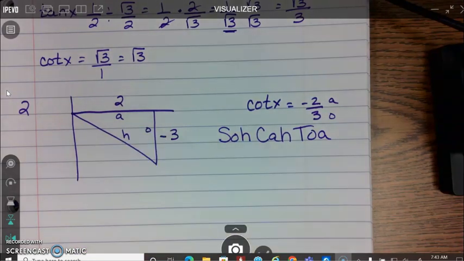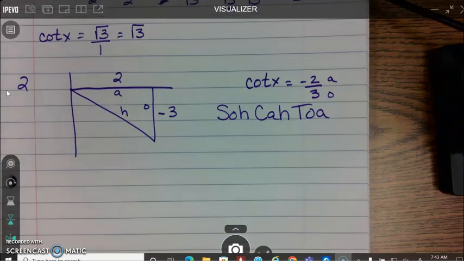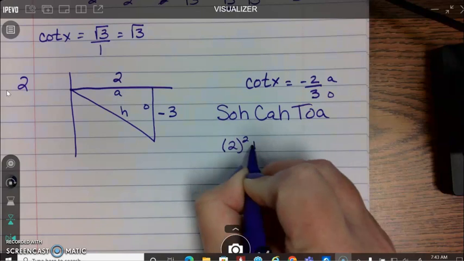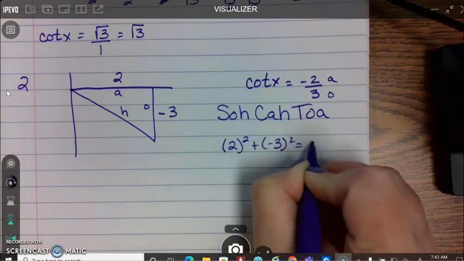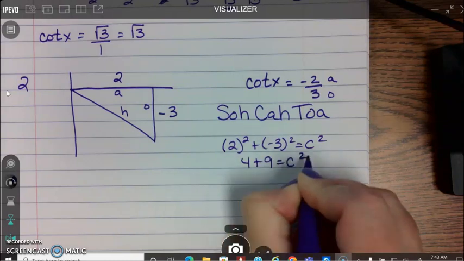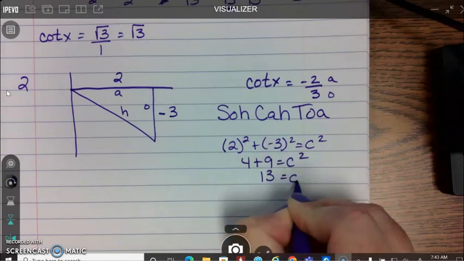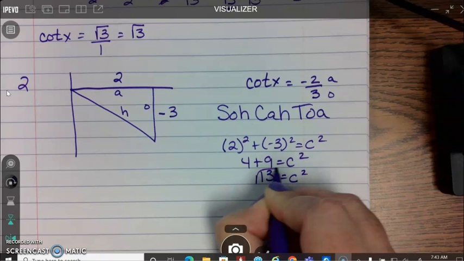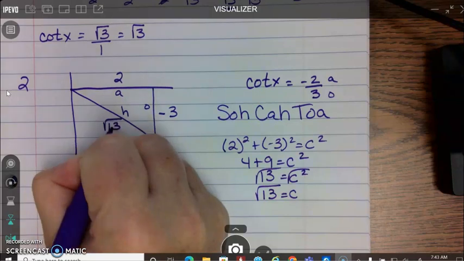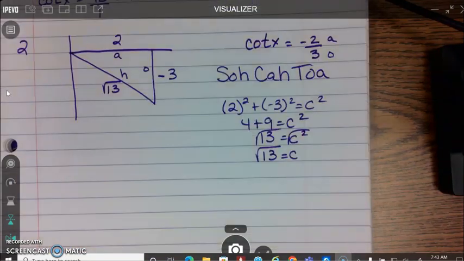So now we're going to do the Pythagorean Theorem. So 2 squared plus negative 3 squared equals c squared. So 4 plus 9, so it's the square root of 13. So c is just the square root of 13. Remember, hypotenuse cannot be positive and negative.